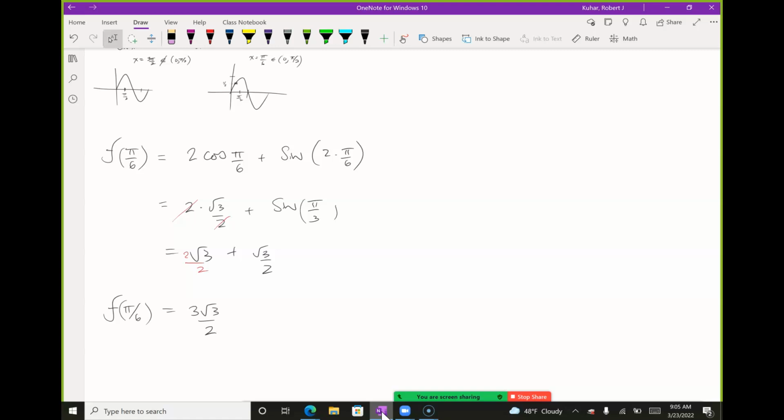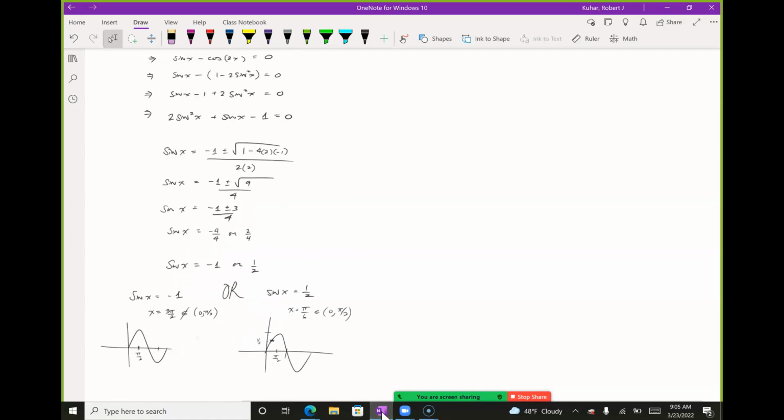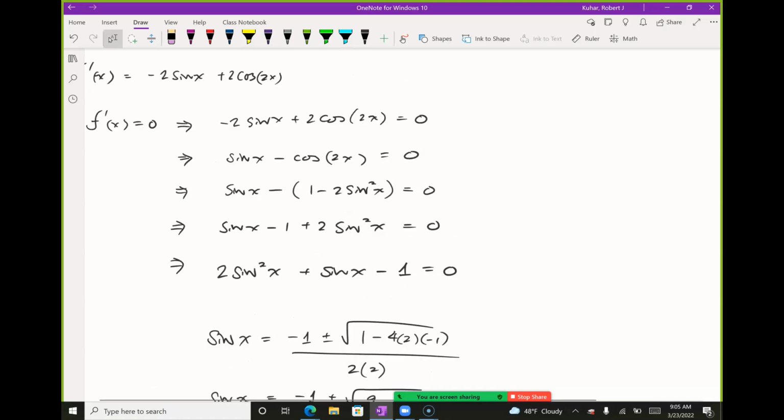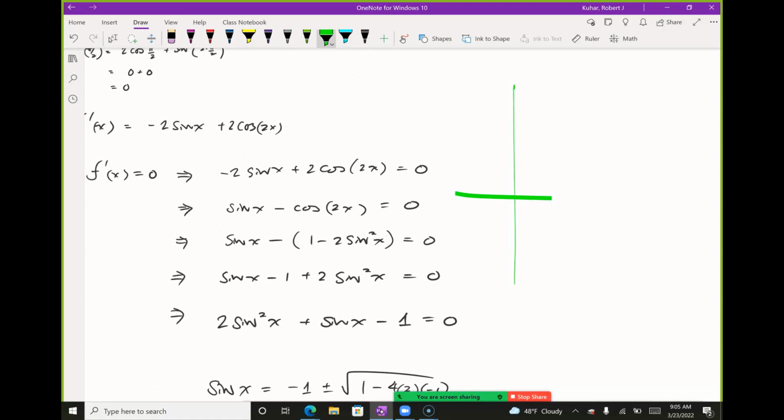My question, Professor, why do you say 3 pi over 2 doesn't exist? I didn't say that. I said 3 pi over 2 does not belong to my open interval. Remember, my restriction on my curve was from 0 to pi over 2. So 3 pi over 2 is way over here, so it can't be a critical value. I don't care about it. It is a critical value, but I don't care about it. I only care about the one that's in the interval that I'm working with.